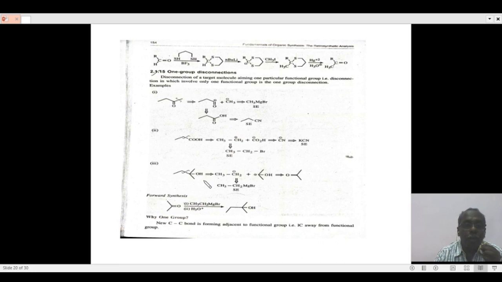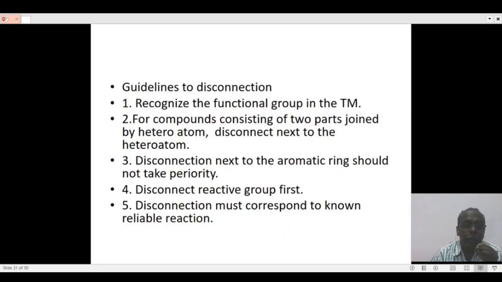Here one of the functional groups is broken during this disconnection. Let us pass on to the next one. Then the guidelines for disconnection: we should recognize the functional group present in the target molecule. That is the important thing. We should recognize the functional group in the target molecule.